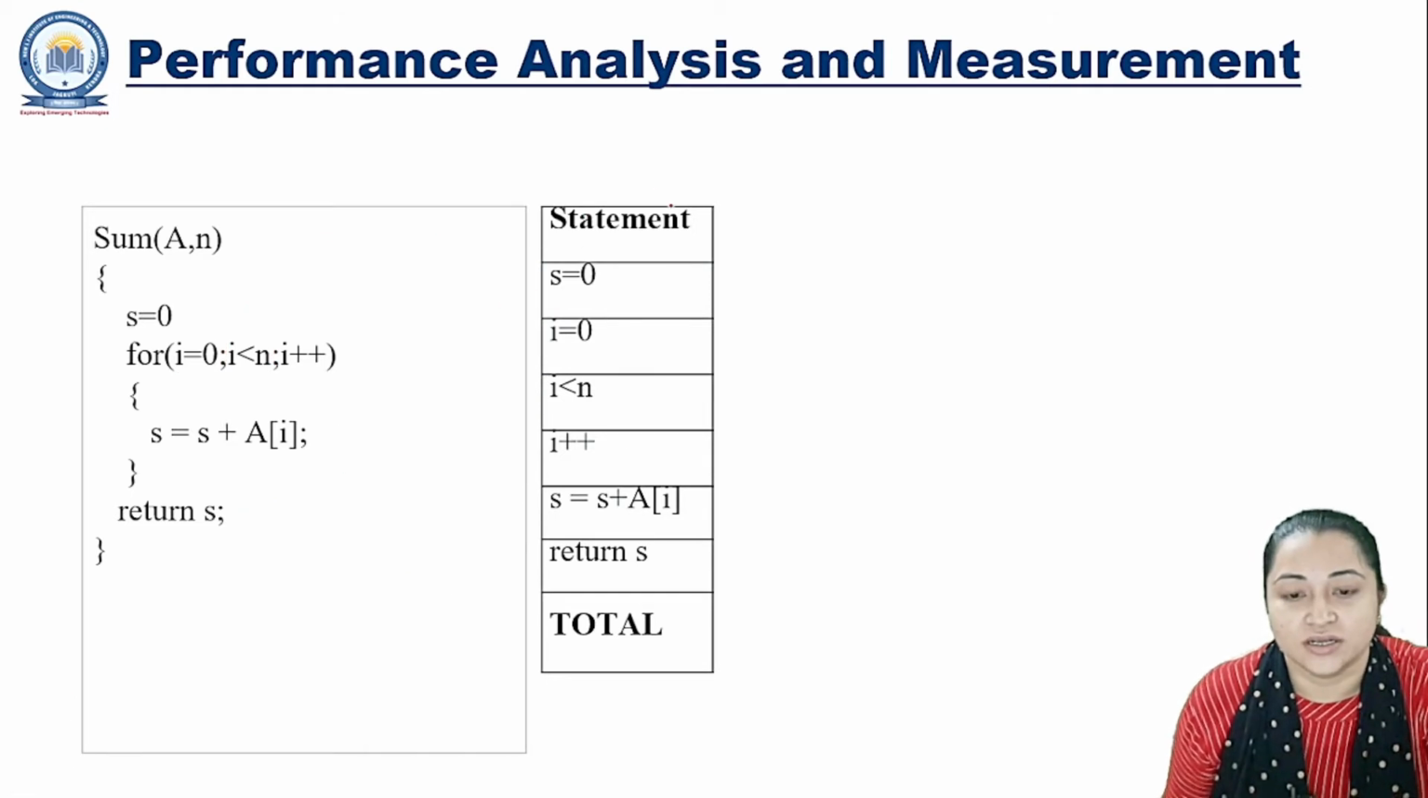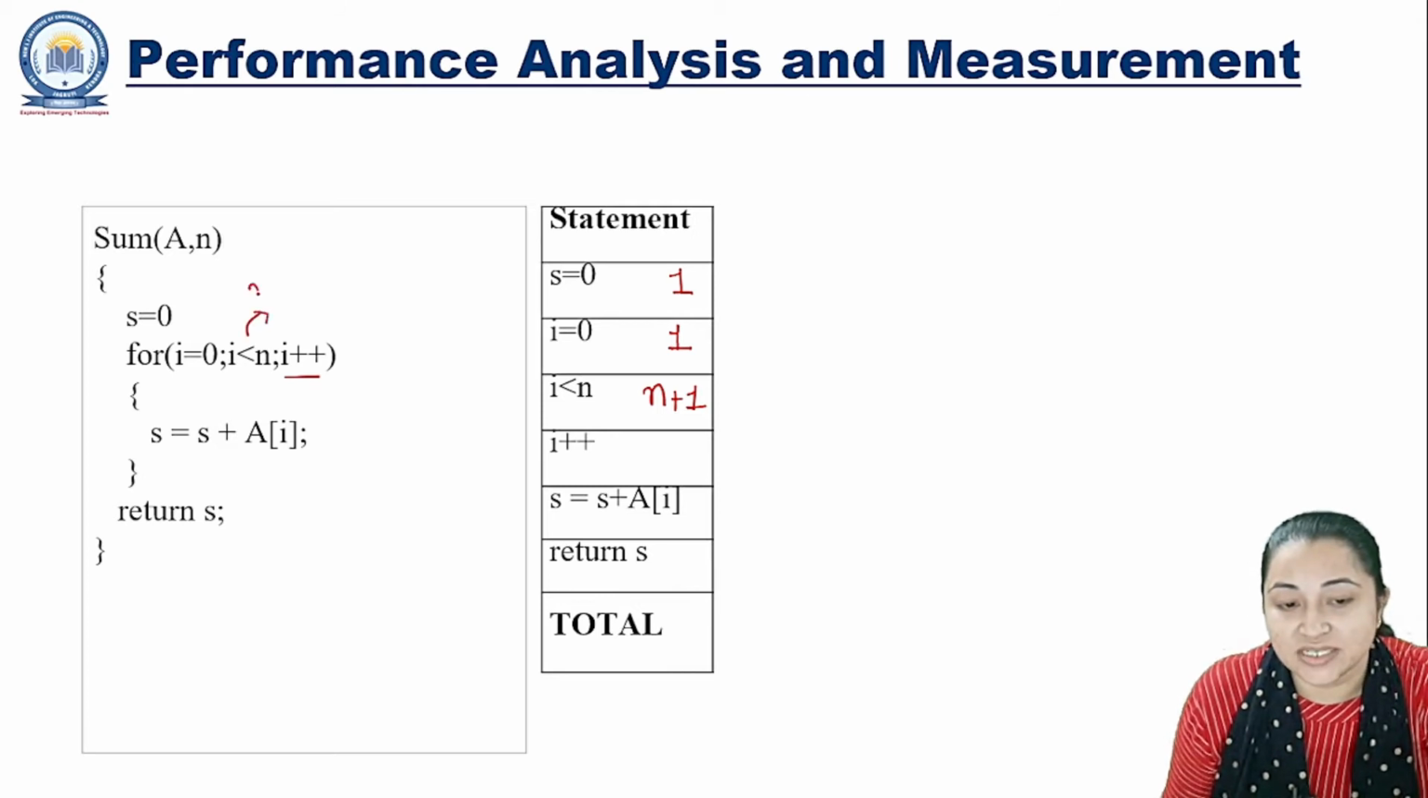So this statement will run one time, this will run one time, and this one will run n plus 1 times, as we have seen. Now, how many times will i plus plus be executed? If this is running n plus 1 times, with the extra one for the false condition, then when your condition becomes false, the next statement will not be executed. So i plus plus will run n times, but not n plus 1 times, because when this condition is false, this statement will not be executed.